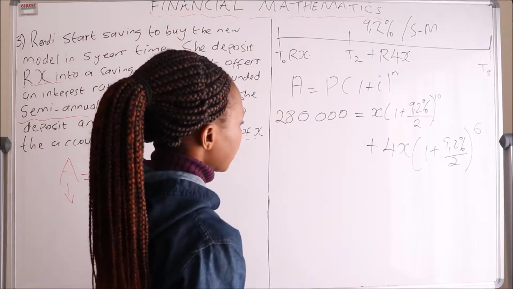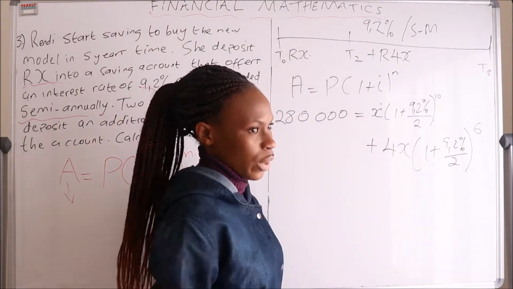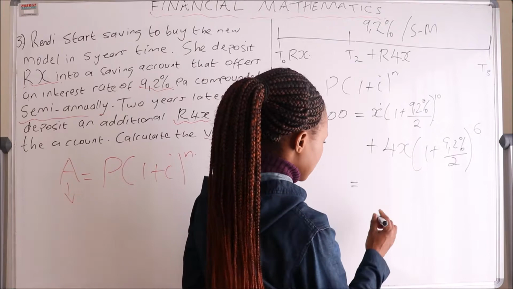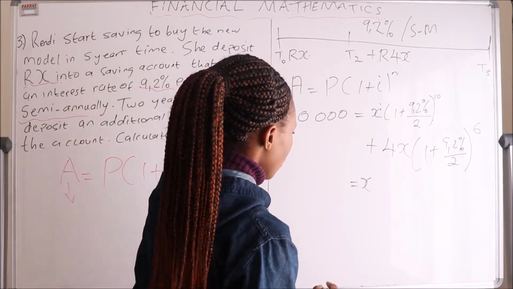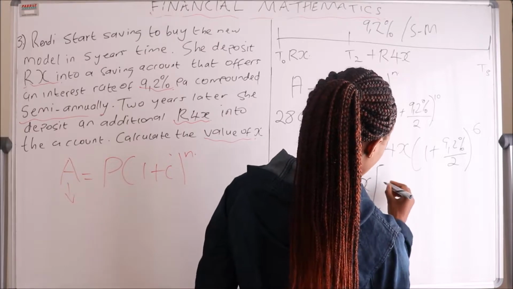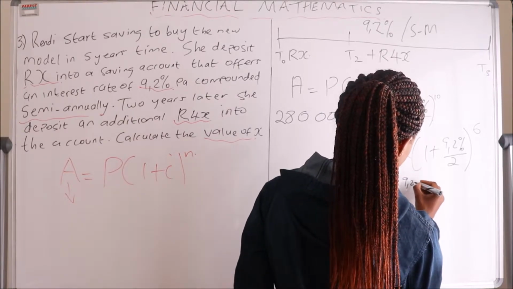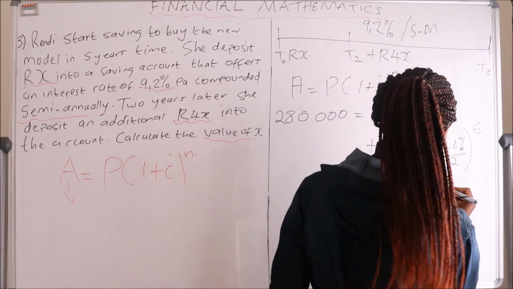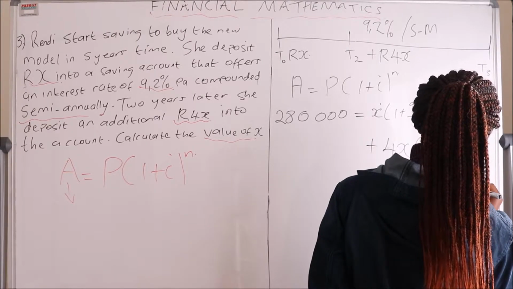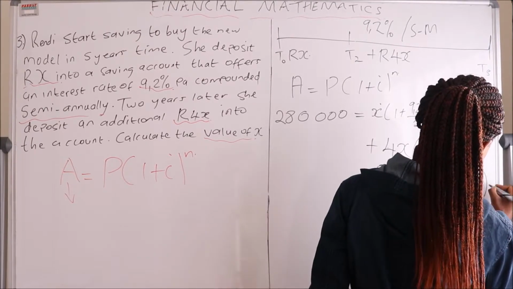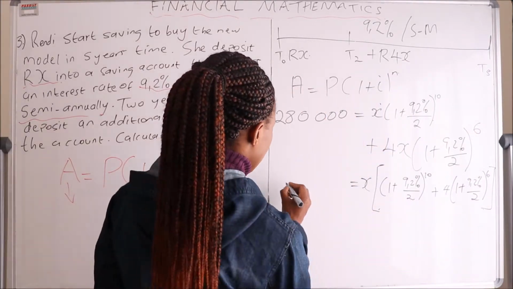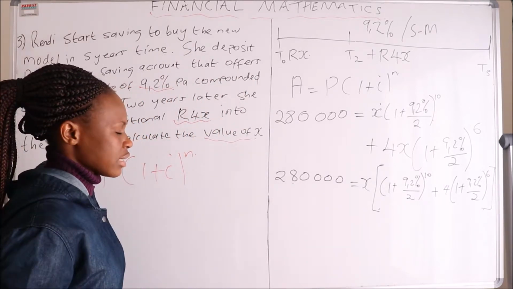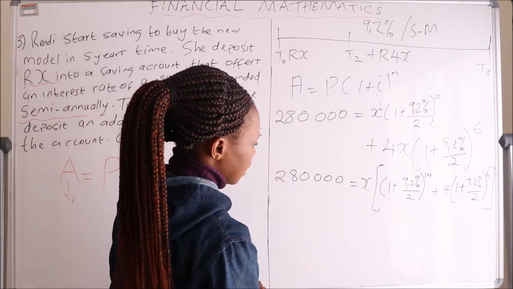Alright, and then from here we can now calculate the value of X, which is what we're looking for. The first thing that we must do is to take out a common factor of X from the side of the equal sign. So we have a common factor of X here. Alright, and then now that we have a common factor of X, we'll be left with 1 plus 9.2% divided by 2 to the exponent of 10 plus 4 into 1 plus 9.2% divided by 2 to the exponent of 6. Alright, then we'll be left with that. On this side we still have our 280,000, which is what Randy is saving for.